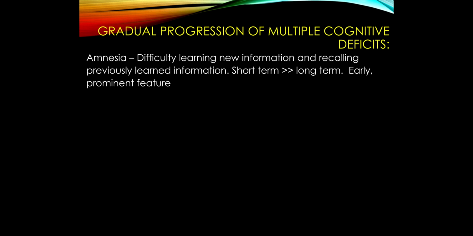Of course, amnesia is what most families will talk about initially. Of course, that's difficulty learning new information, recalling previously learned information. And we'll discuss how short-term memory, particularly episodic memories, are much more affected as compared to long-term memories. So patients will not be able to tell you what they had for breakfast yesterday, but can tell you great details about things that happened 50, 60 years ago. That's a classic feature for almost all the dementia syndromes.